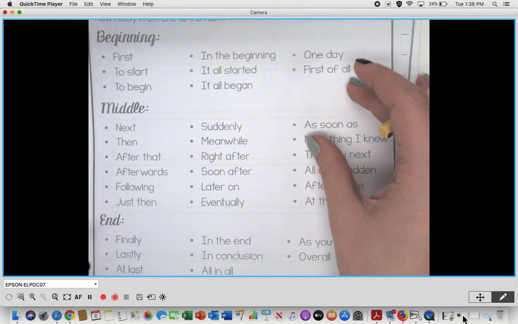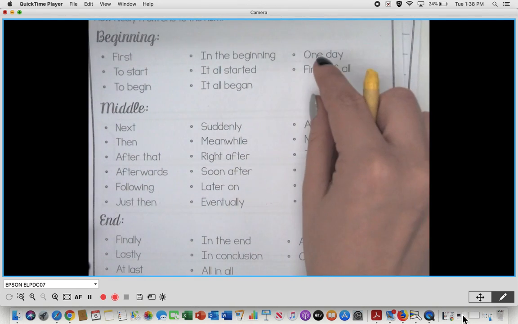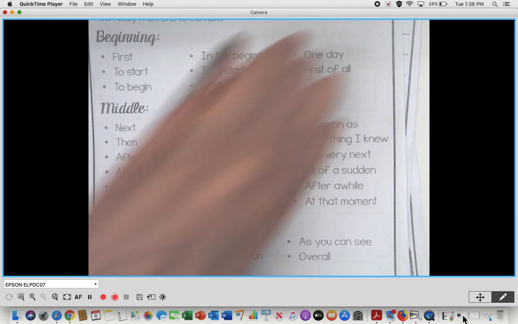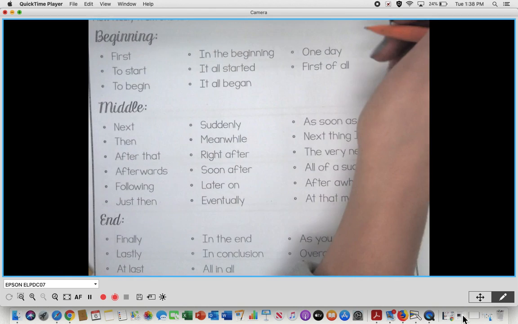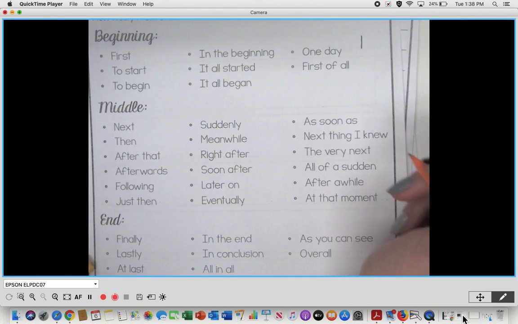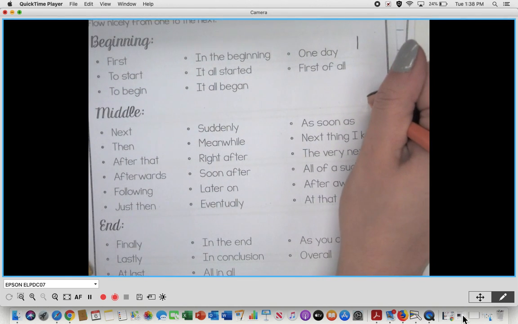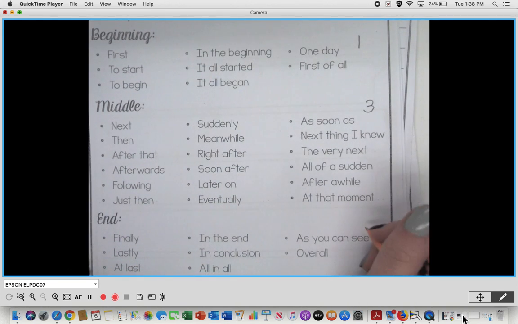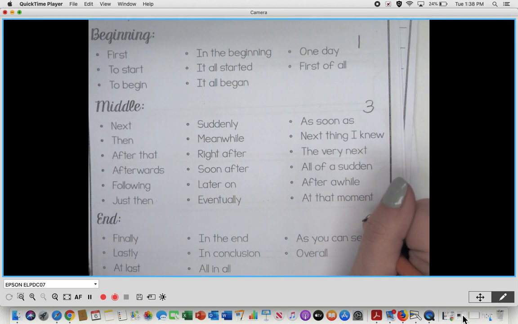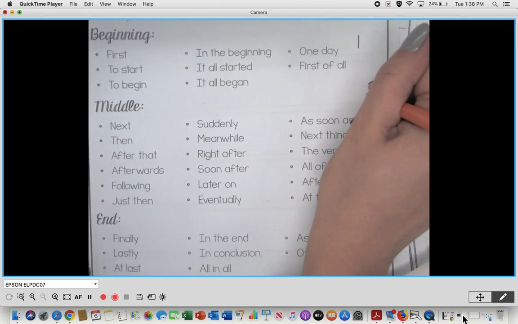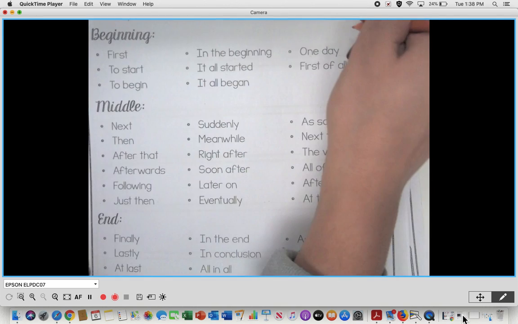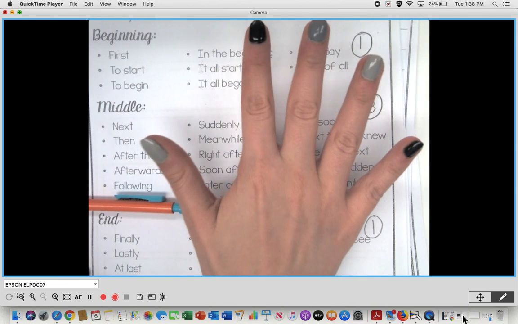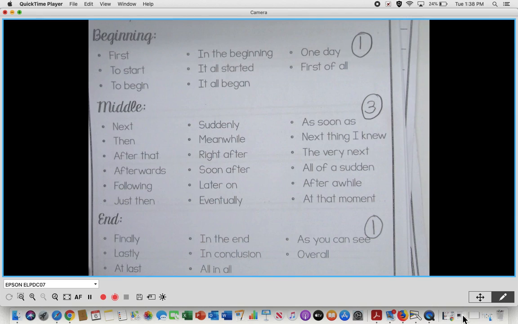And so your job is to pick one transition word for beginning. So I'm going to go ahead and write this in the corner. You're going to pick one for beginning. You are going to pick 3 for middle. And you are going to pick 1 for the end. And so you need to have a total of 5 transition words when we are finished.